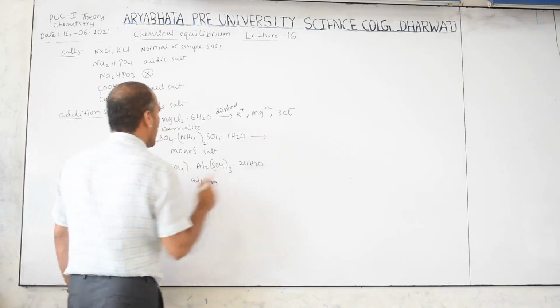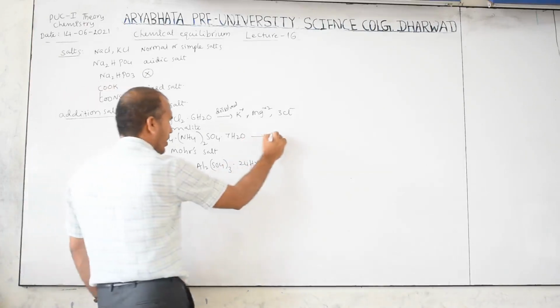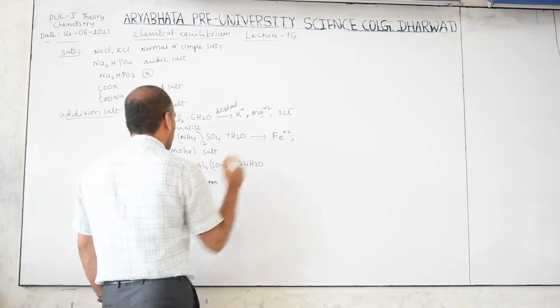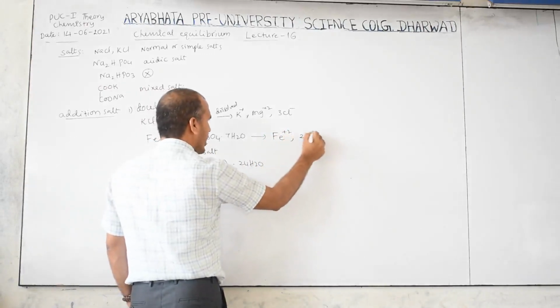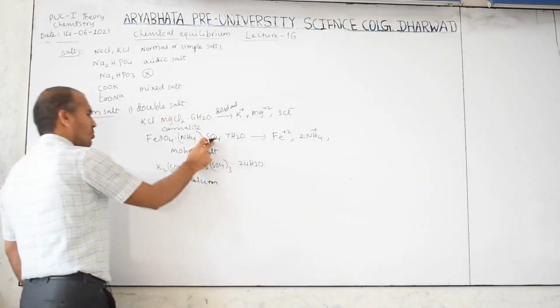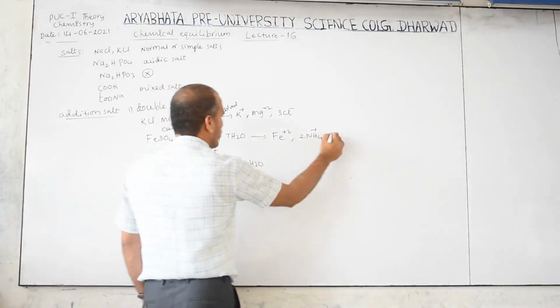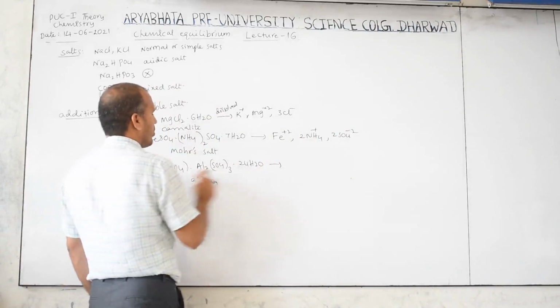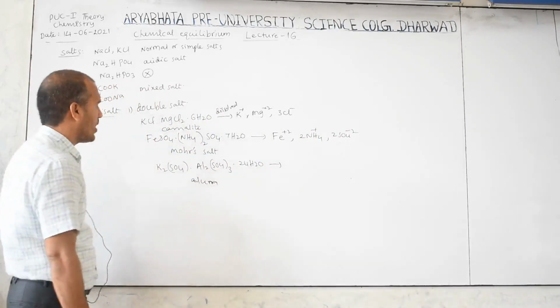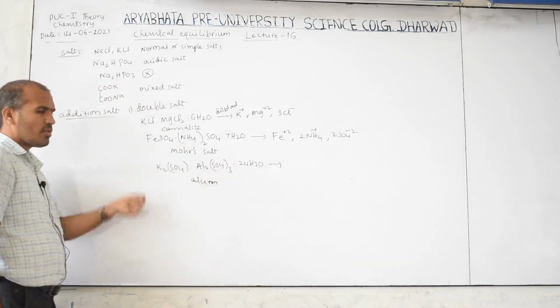Then here, what are the ions present in it? Fe2+ ion is present. NH4 ions, how many are there? 2 NH4 plus ions are there. SO4 one, and here one, total 2 SO4 are there. Like this, homework for you. This also you have to write, what ions are present. So this is double salt.